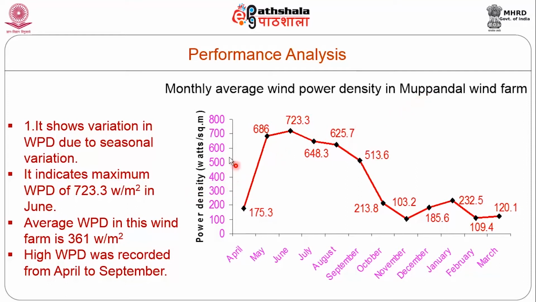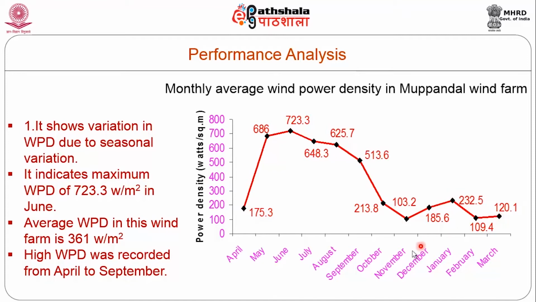And this graph represents the wind power density in watt per square meter. From the month of April to March it is given, and from May, June, July till August, the wind power density is quite good. In November, December, January, February, and even till March, it is quite low because of low wind.